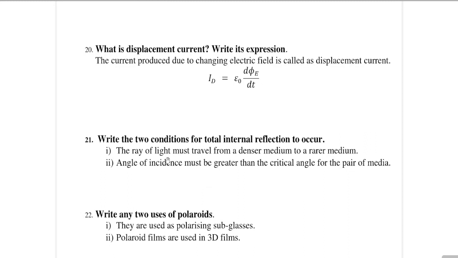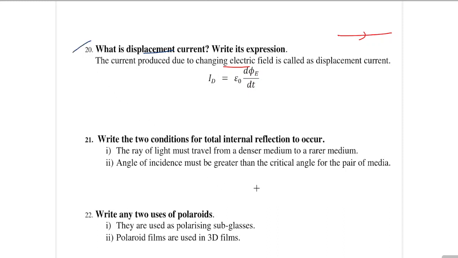Question 20 says, what is displacement current? Write its expression. To define this, we can say it is the current produced due to a changing electric field. Until now, what you learned is that the motion of charges gives us current. But here, even though charges do not move, there can be possibilities where a changing electric field itself will produce current. So the current which is produced due to a changing electric field is called displacement current.